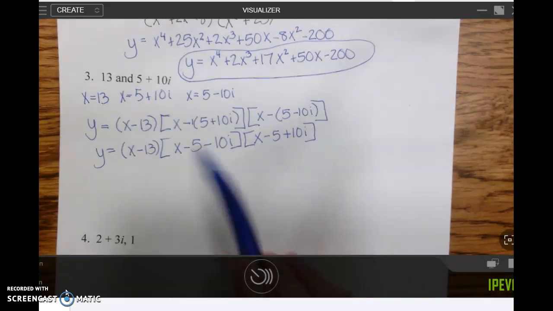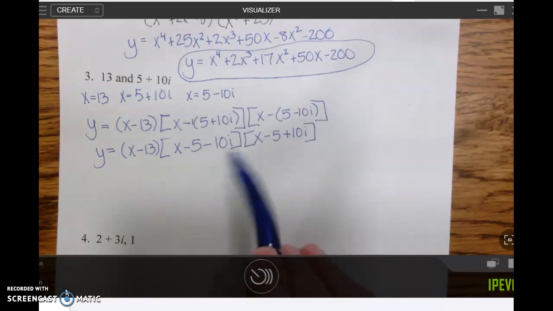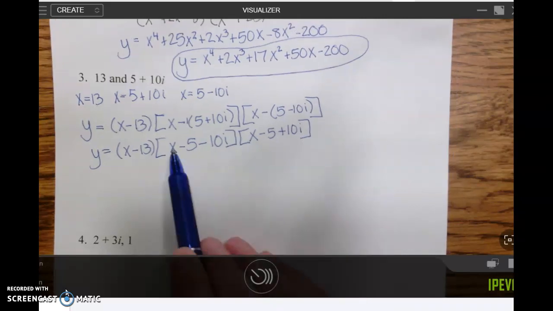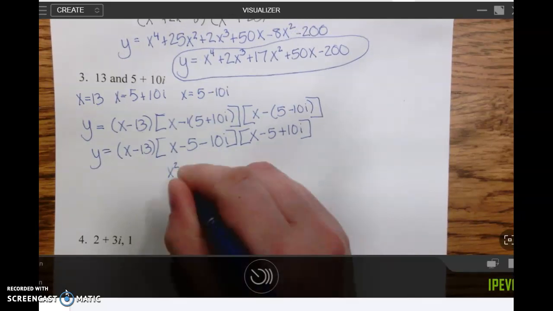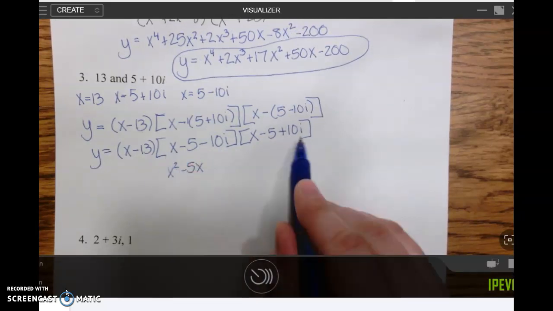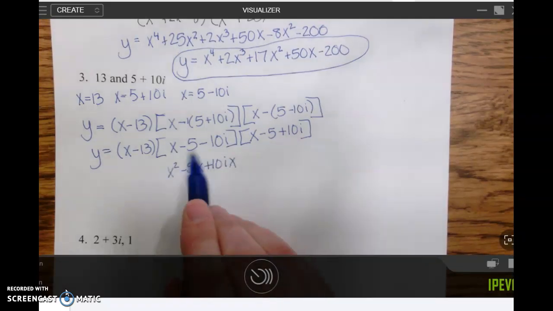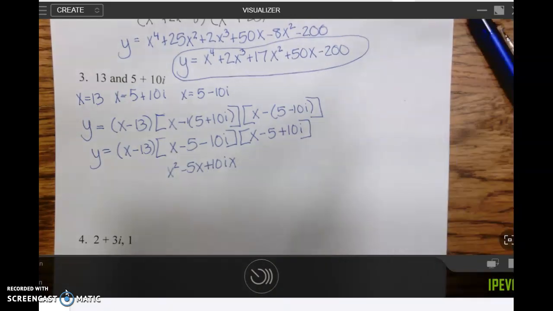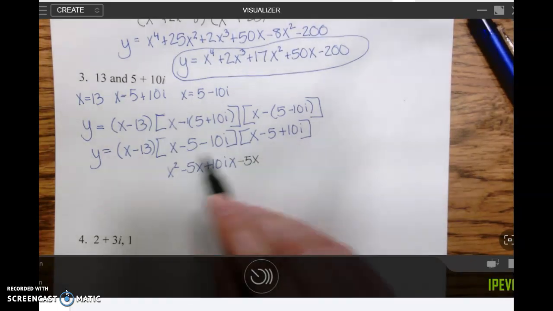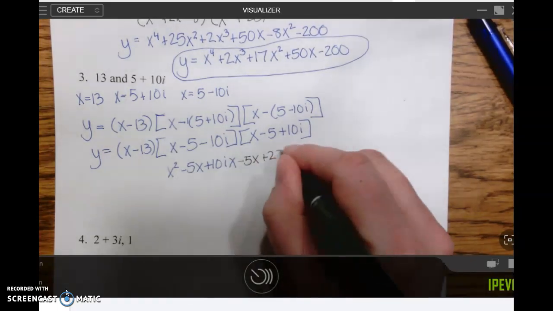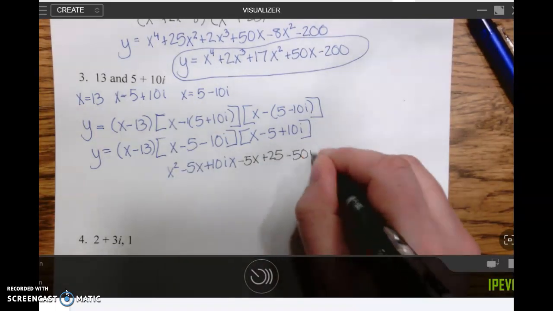We'll multiply the x to all three terms, the negative 5 to all three terms, and the negative 10i to all three terms. So starting with x times x, that's x squared. X times negative 5 is negative 5x. X times 10i is 10ix. We're done with the x. On to the negative 5. We have negative 5 times x is negative 5x. Negative 5 times negative 5 is positive 25. And negative 5 times 10i is negative 50i.